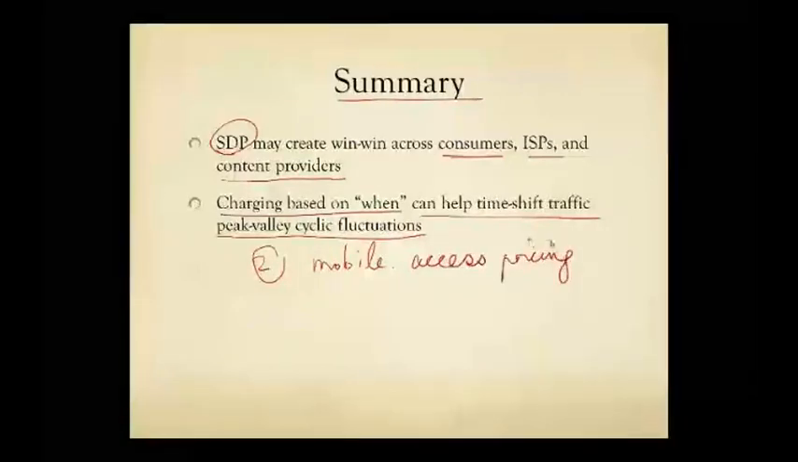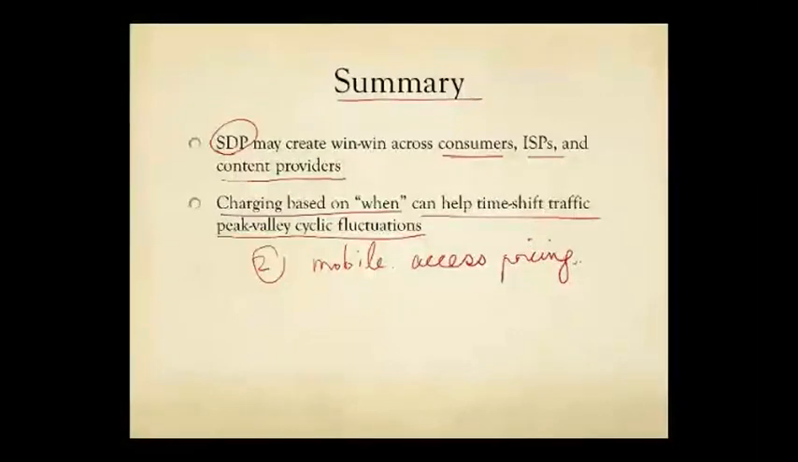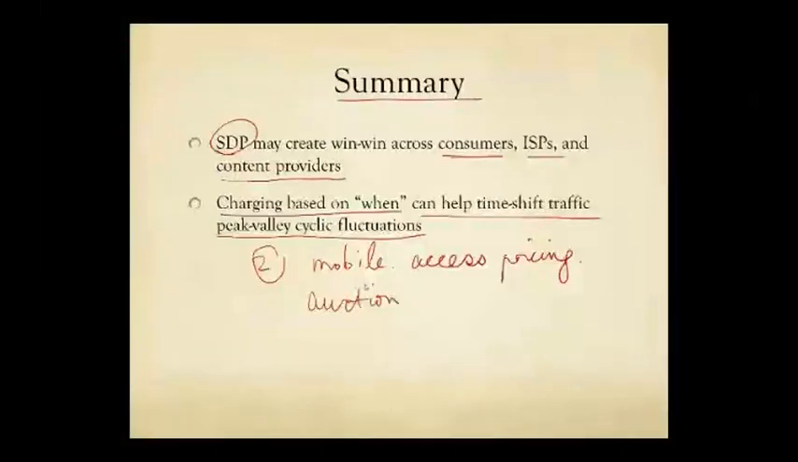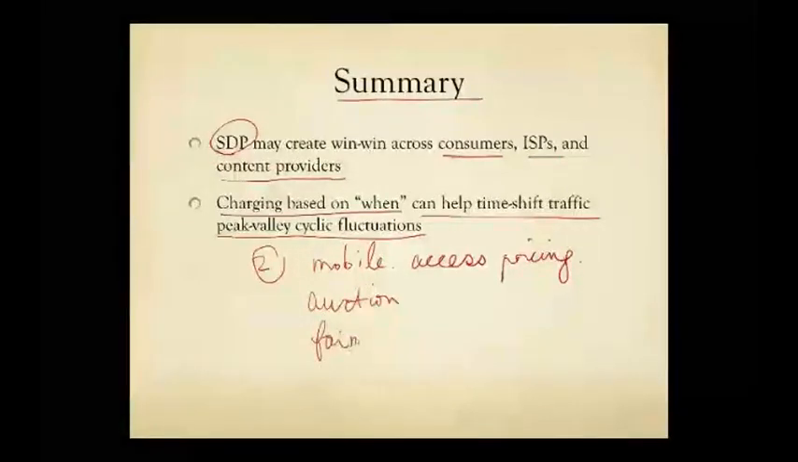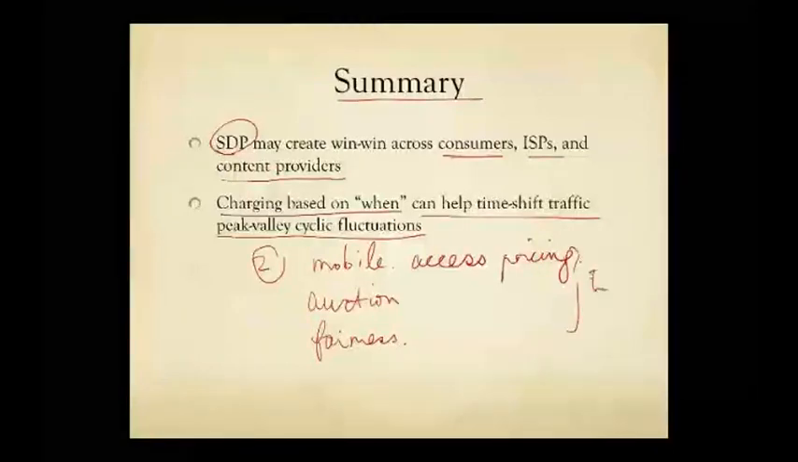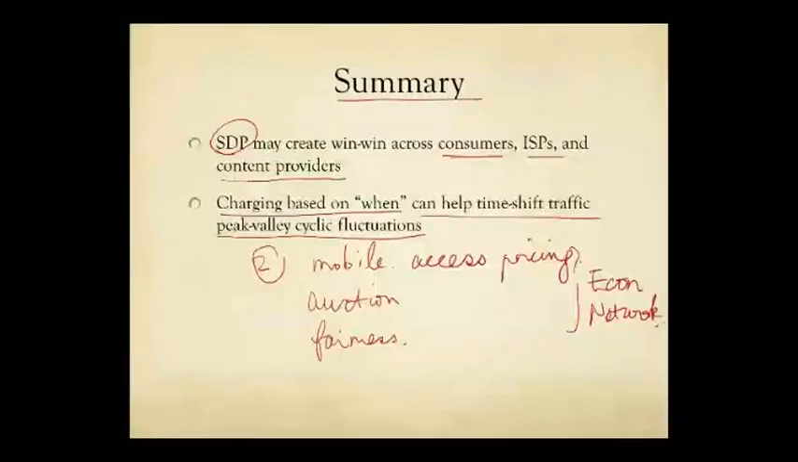And this is one big part of network pricing, together with what we already talked about, such as auction methods and other kinds of ways to internalize negative externalities, and together with future topics such as fairness of allocation. These constitute our discussion on the economic side of network behavior.